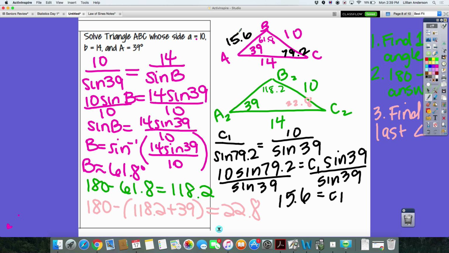Now you have to find side C in triangle 2. I'm going to leave you guys to do that. Okay, we're trying to find side C in triangle 2. So you set it up the same way you set up for triangle 1. That is C2, or side C in triangle 2, over the sine of 22.8. You set that equal to 10 over the sine of 39. Use what you're given. Cross multiply and divide. And what is C2? What do you get? 6.57 or 6.157. So 6.2.